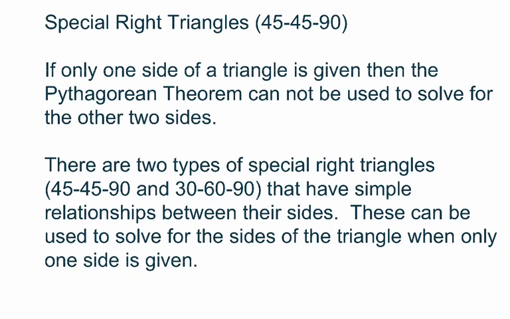There are two types of special right triangles. We have the 45, 45, 90, which is what we're going to focus on with this video, and the 30, 60, 90 that have simple relationships between their sides. These can be used to solve for the sides of the triangle when only one side is given.